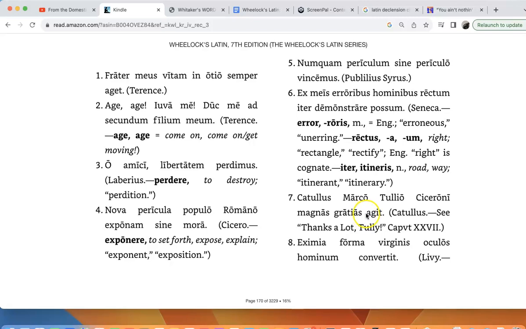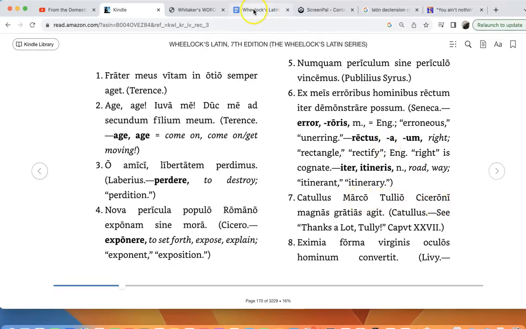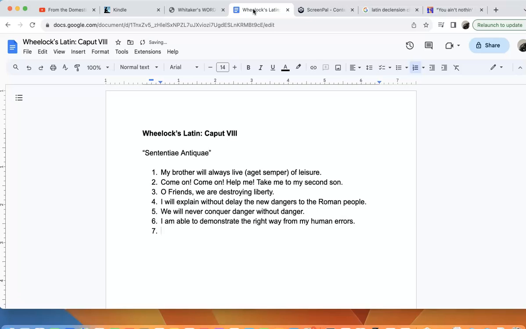So Catullus gives many thanks to Marcus Tullius Cicero. So let me write that down here. So Catullus gives many thanks, or much thanks, to Marcus Tullius Cicero, of course, the great Roman statesman.